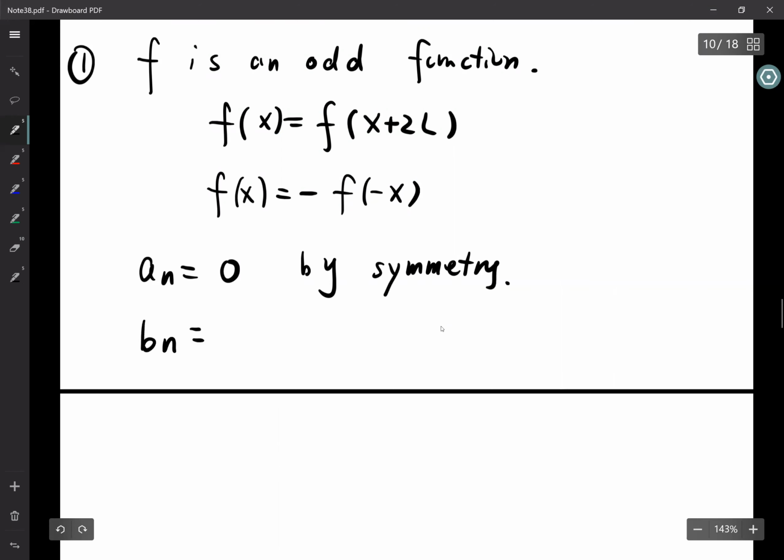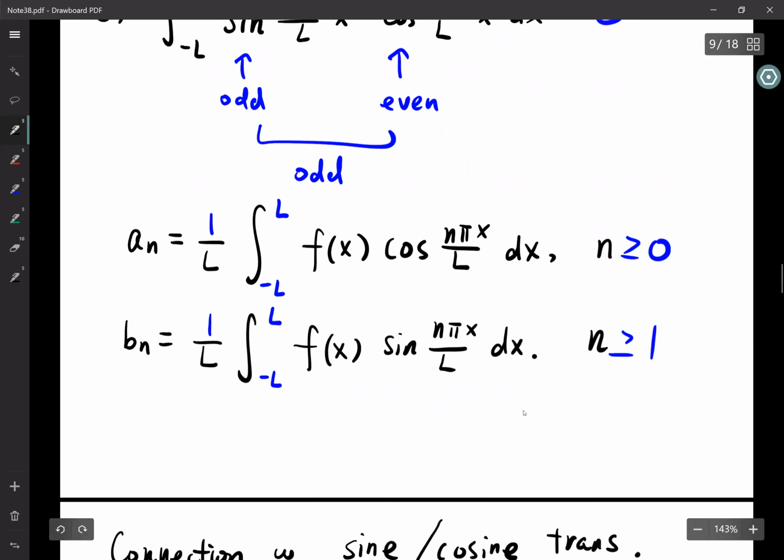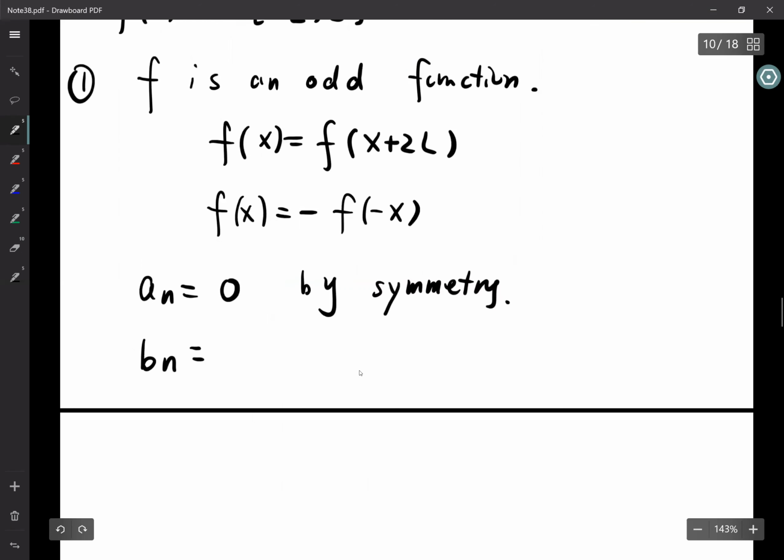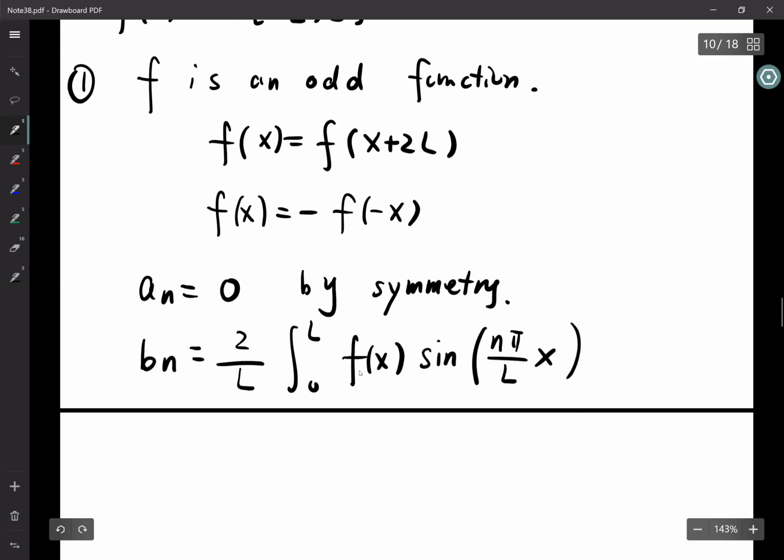Now I want to compute Bn. So Bn is odd times odd, just like when we compute the integral for sine times sine. I can get rid of the interval from minus L to 0, so multiply by a factor of 2. So this is 2 over L, integral of f(x) sine(n pi x divided by L). So we have recovered the formula from before.